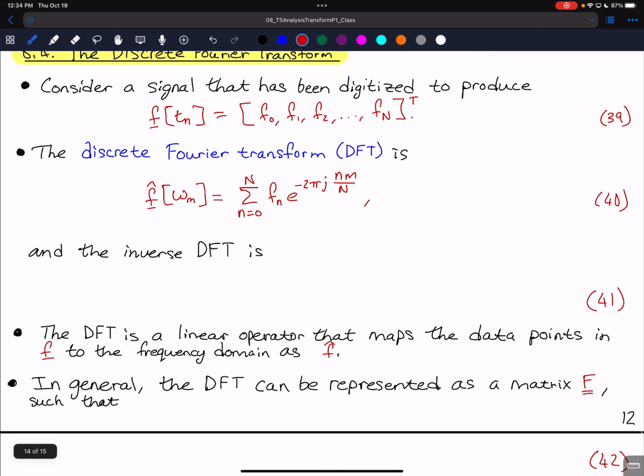And then we can define the inverse Fourier transform to be f, which is a discrete function of t_n, equal to 1 over big N times the summation from little m equals 0 to big N of f hat m times e to the 2 pi j m n over big N.